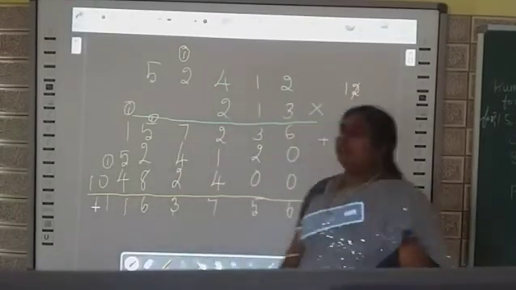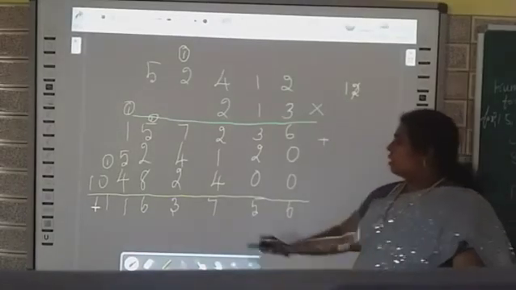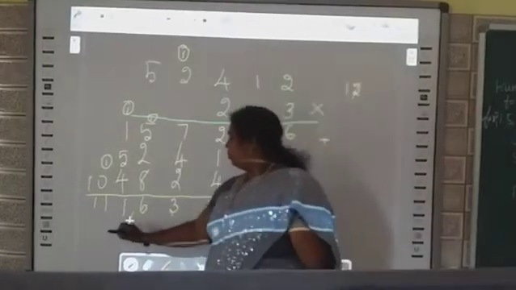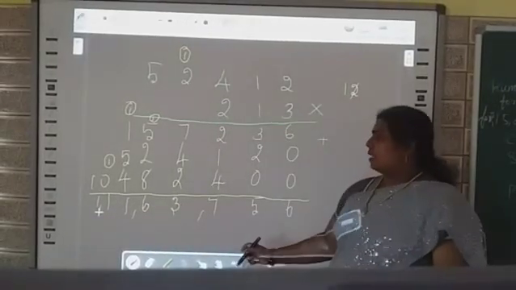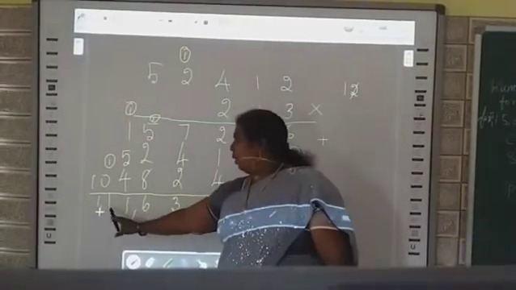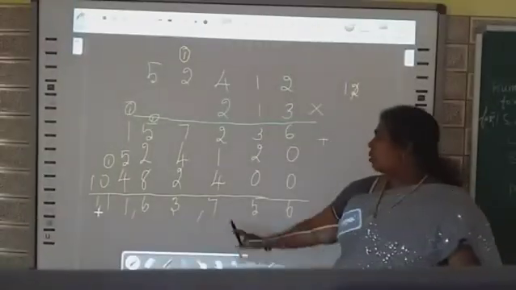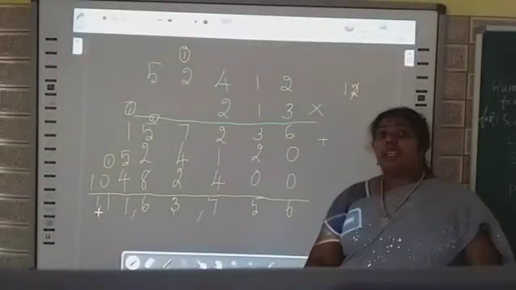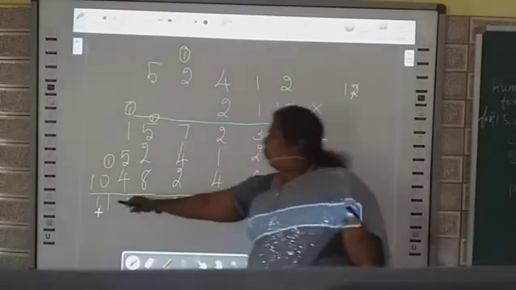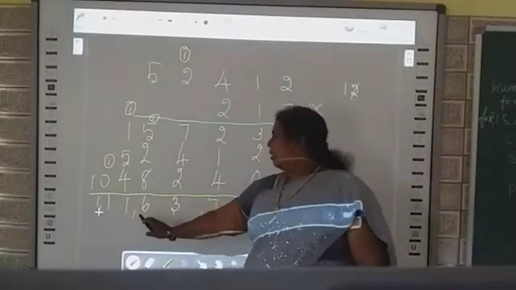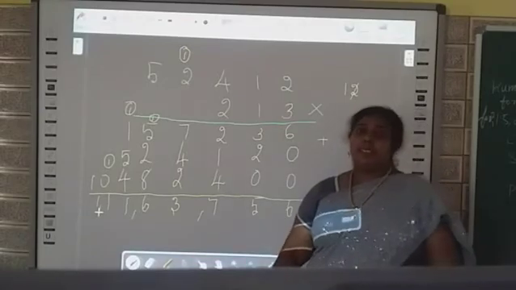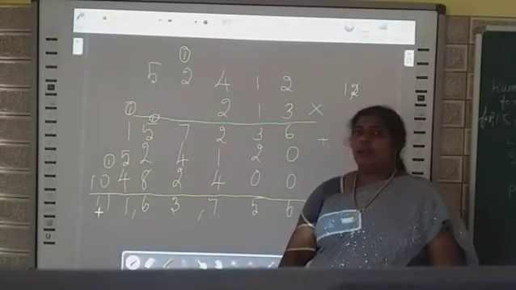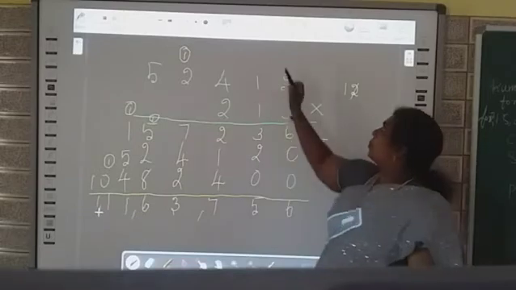Here, 1. So what is the answer here now? 1 crore 11 lakh 63,756. Okay. 1 crore 11 lakhs 63,756. Do you understand now? Yes. Next.